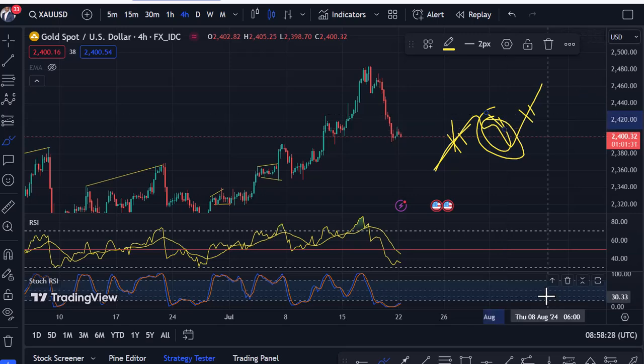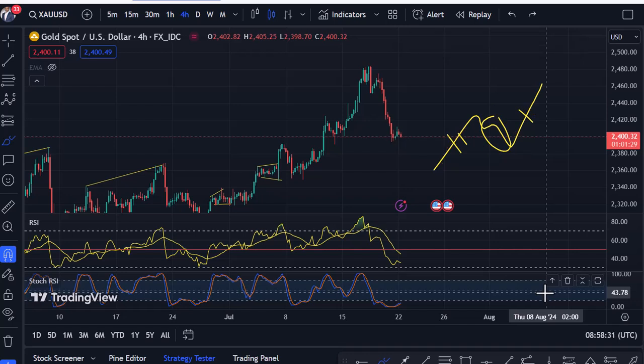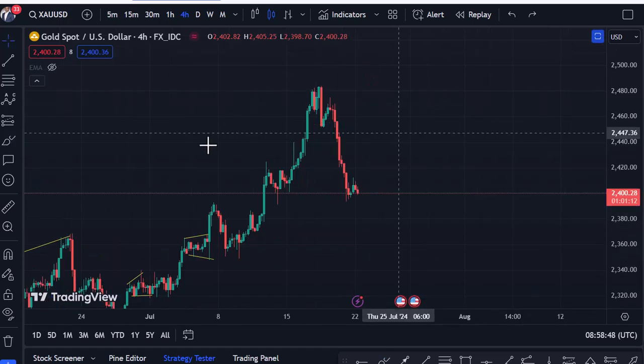All right, so having established this, let's dive into the market proper as we do some analysis and see where the market is going for the week. Now, we are using the 4 hours chart. All right, so this is gold.